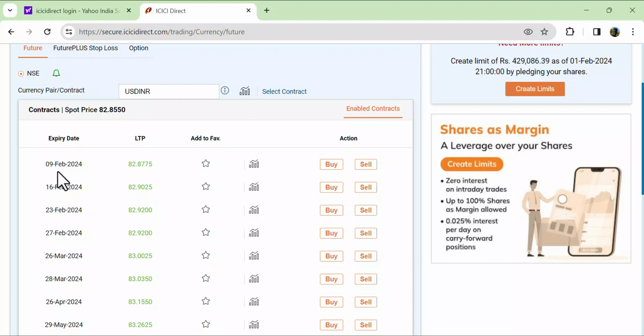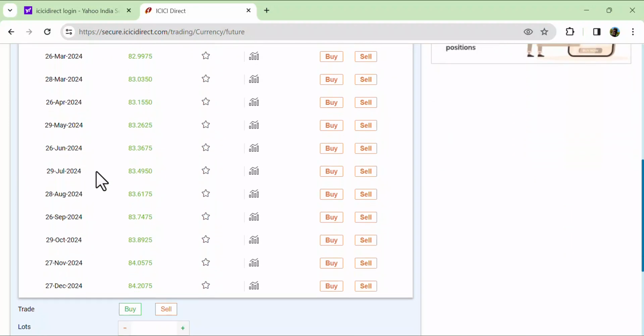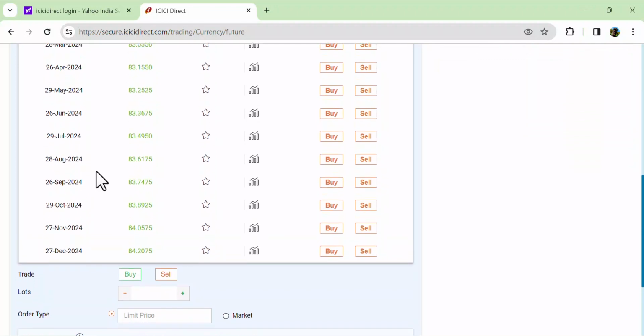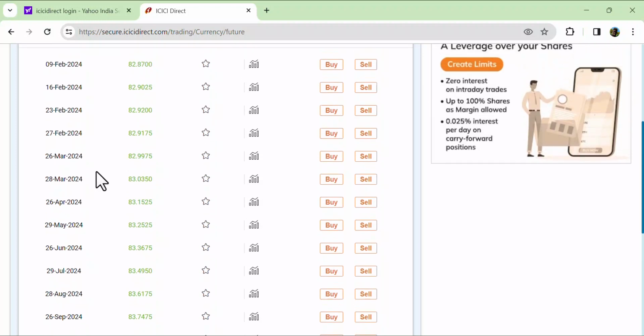Now, expiry date, 9th of February. LTP is the last trading price. I can go down below, and I'll have various contracts for various months. See, I told you there are 12 monthly contracts and some weekly contracts. Suppose I have to make a payment on 27th of February.